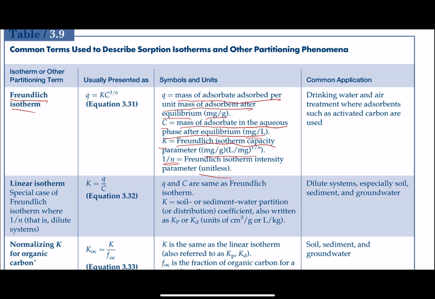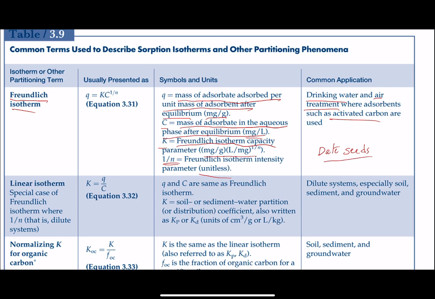What is this isotherm commonly used for? It is for drinking water, and of course for air treatment if you want to remove organics from air. And what we use here is activated carbon. In our labs at Kuwait University, we are now doing experiments on date seeds to adsorb organics.